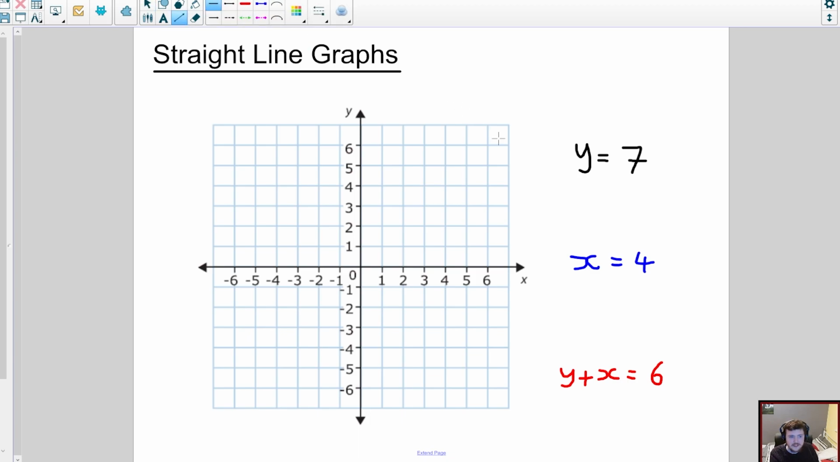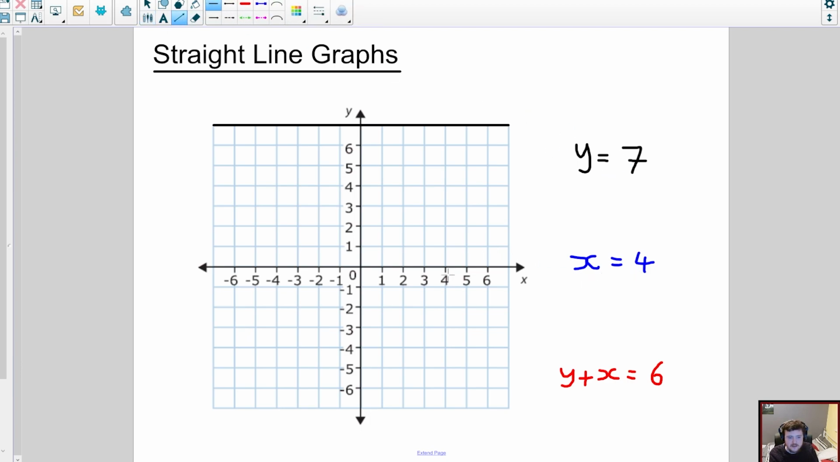Contrary to what you might believe, a graph of y equals 7 won't be up and down. It'll actually be left to right. So y equals 7 is this line here. And what we're actually saying is that no matter where we are on this line, y is 7. So here we've got negative 2x, but y is 7. Here we've got 4x, but y is 7. And so our line is y equals 7.